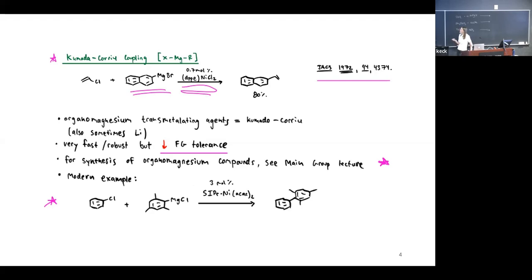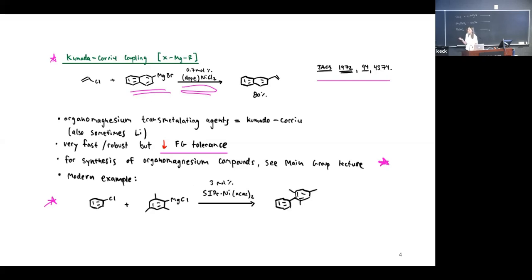And then because it's also very robust and fast, you can do really sterically encumbered bond formation, such as this right here, which is a modern example where other couplings would have a difficult time because of the sterics here. The Kumada coupling actually works really well.